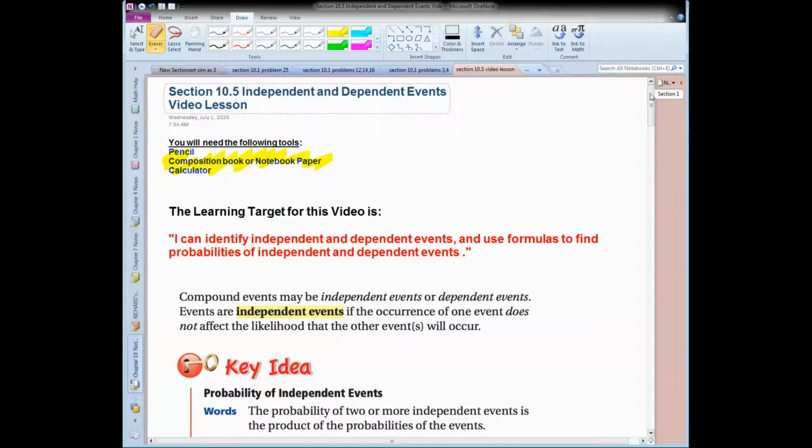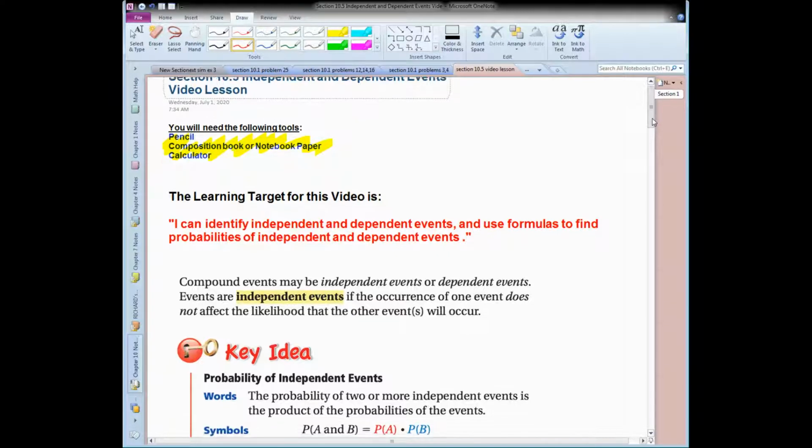Hello everybody, Mr. Odom here, and today we're going to talk about independent and dependent events, section 10.5. I highlighted the stuff you need, the usual stuff: your pencil, composition book or notebook paper, and a calculator. The learning target for this video is: I can identify independent and dependent events and use formulas to find probabilities of independent and dependent events.